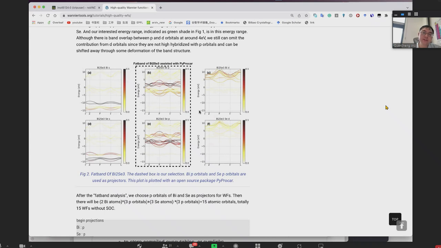For example, for bismuth selenide, if you only construct the 4 bands close to the Fermi level, you will find that the spread of the Wannier functions is very, very large. So in that case, of course, it will affect the surface state calculation. But in that case, I was getting the correct result.